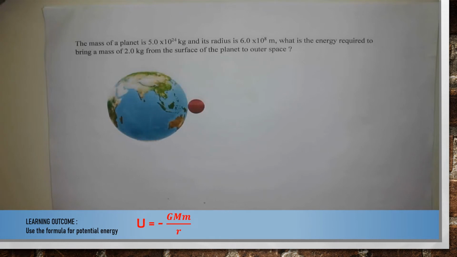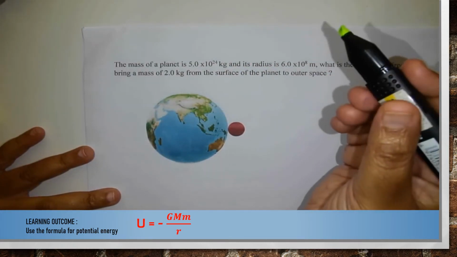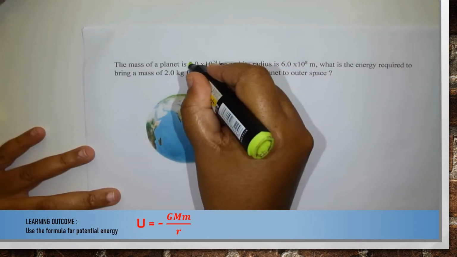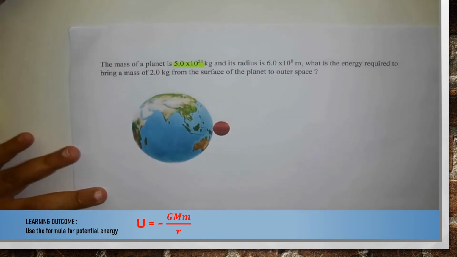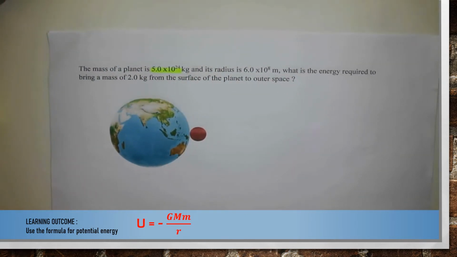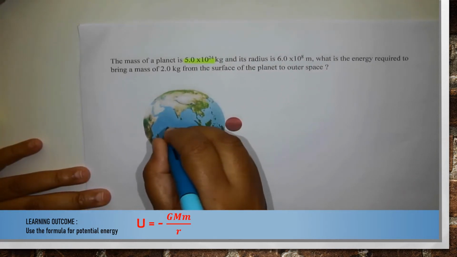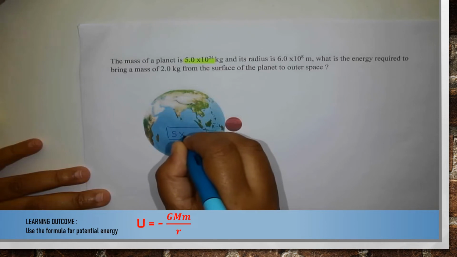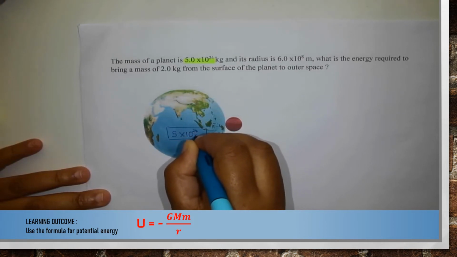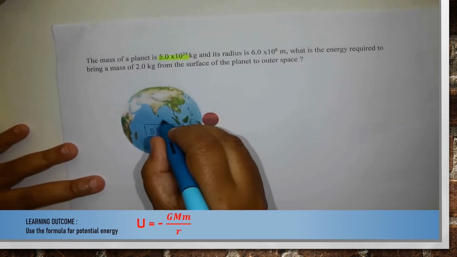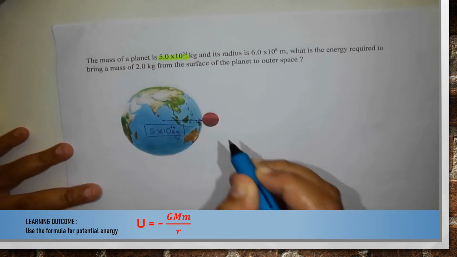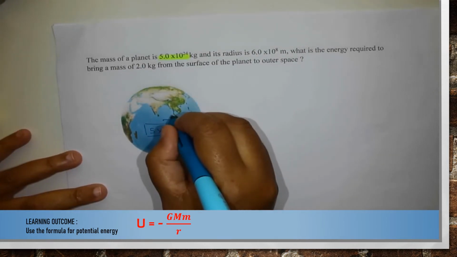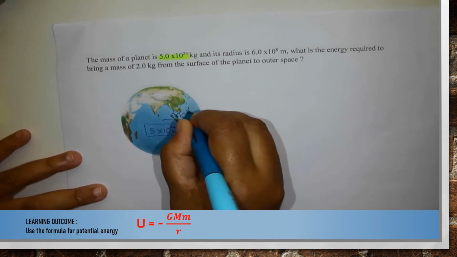Another example here: the mass of a planet is 5 times 10 to the power of 24 kg, and its radius is 6 times 10 to the power of 8. So the mass of this planet is 5 times 10 to the power of 24 kg, and its radius is from the center. So be careful with the words radius and height. The radius is 6 times 10 to the power of 8.